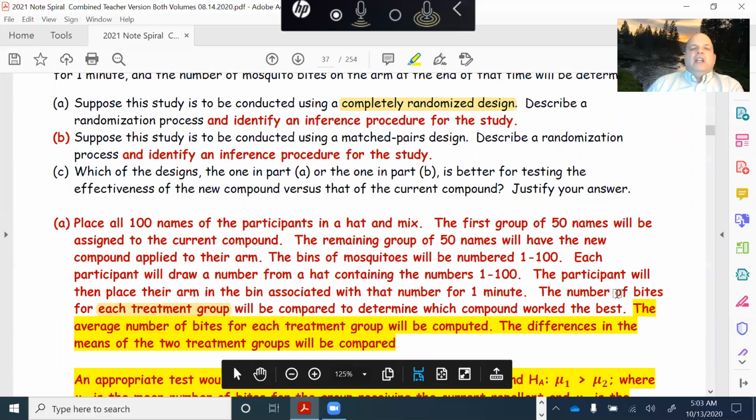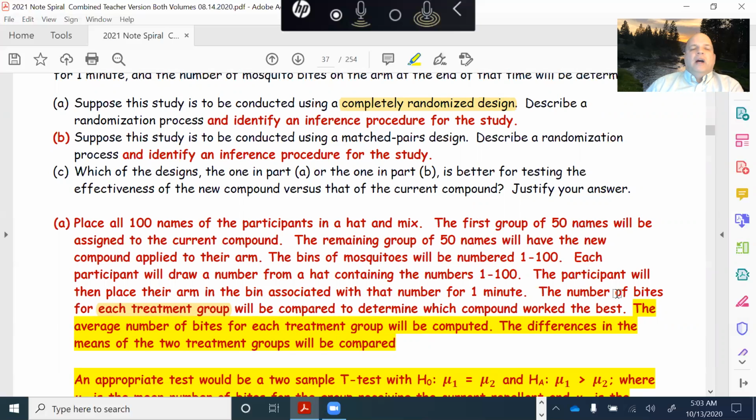The part that's highlighted in yellow, please don't worry about. We will look back at this problem in January or February timeframe, and we'll talk about it then.